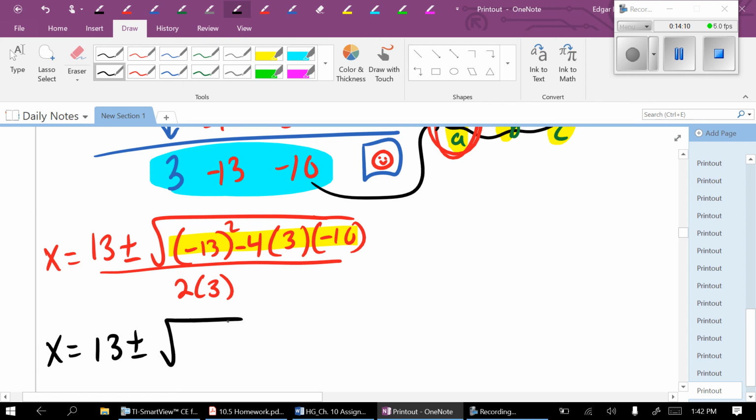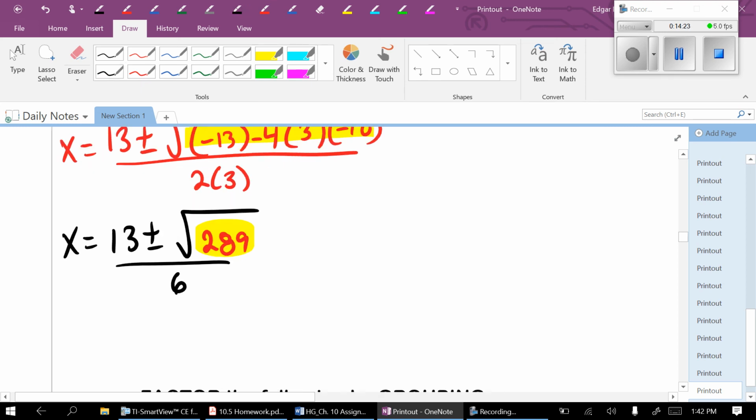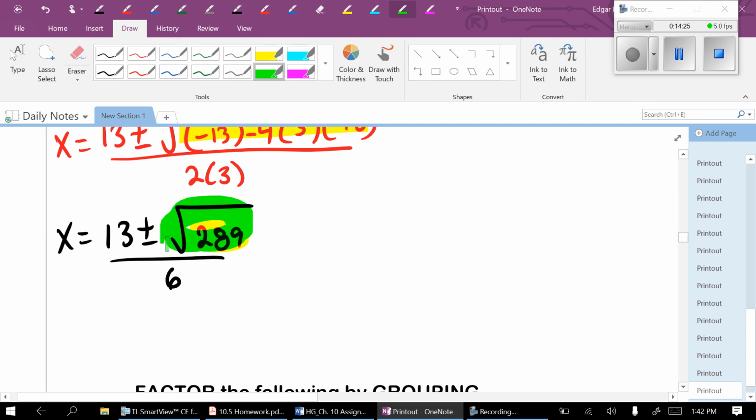Plus or minus, again, I have not done anything with the root, guys. It's still there. But underneath that root, I got a 289. And don't forget, this is all over 2 times 3, or 6. So I'm getting closer to it. But now, I can actually figure out what is the square root of 289. Okay, that is going to be 13 plus or minus the square root of 289. Let's type that into the calculator.